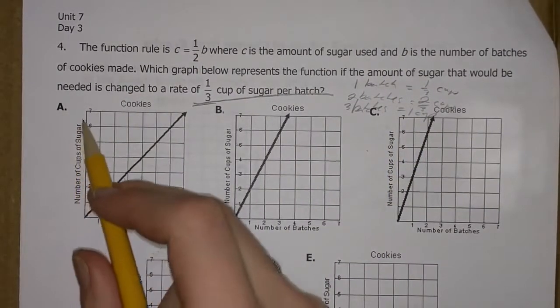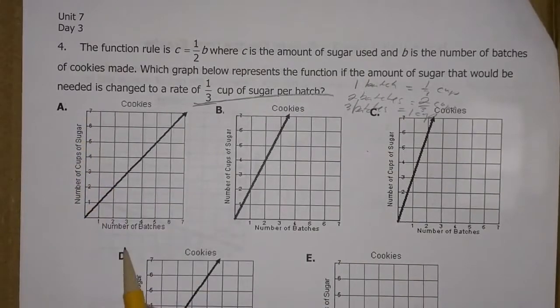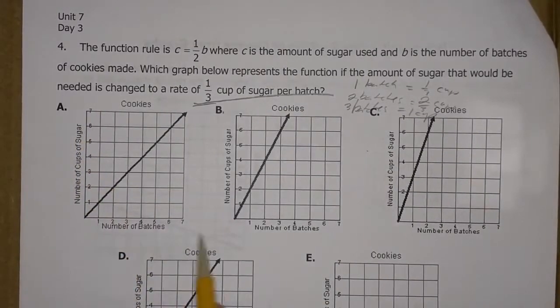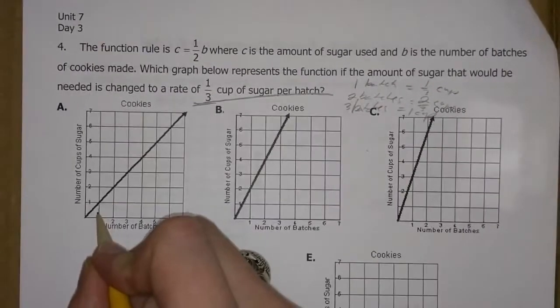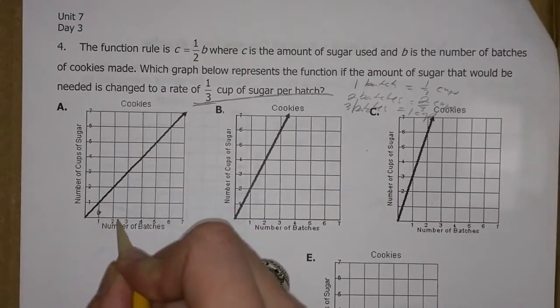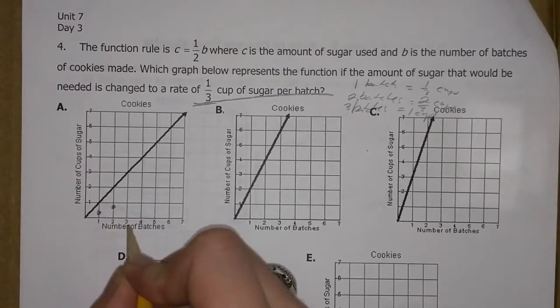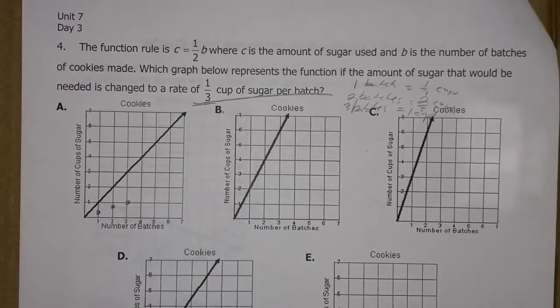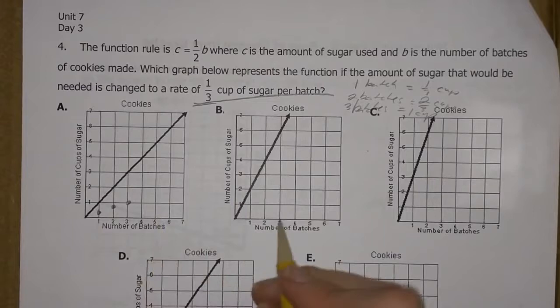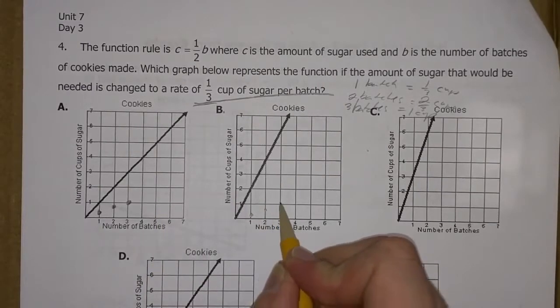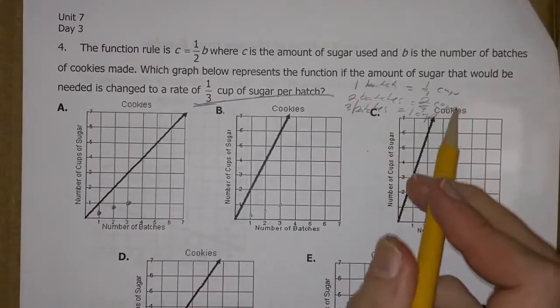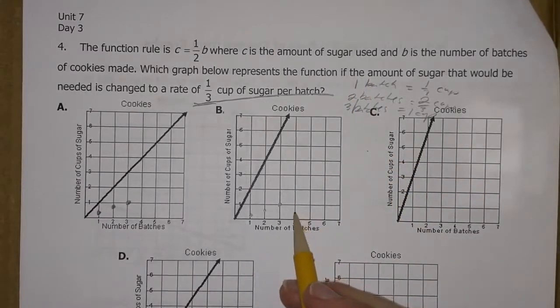Now, if we look at all of our graphs, they have number of cups of sugar needed and number of batches. So for one batch, I said it should be 1/3 of a cup, so that's somewhere in here. 2 batches should be 2/3. 3 batches should be 1. Okay, so A is clearly not it. Same thing here. This is what I know that it should match. So B does not work either.